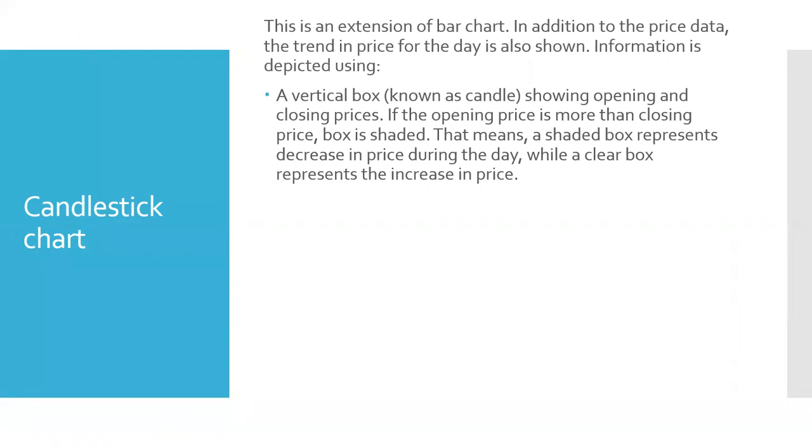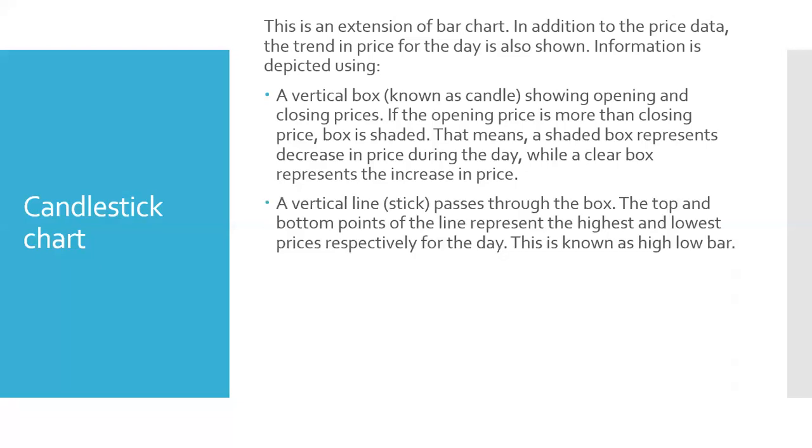This candle shows opening and closing prices on a particular day. If the opening price is more than the closing price, that means there is a decrease in price during the day, then the box is shaded. Otherwise, the box remains a clear box, right? So a shaded box represents a decrease in price during the day, while a clear box represents an increase in price during the day. From this vertical box, a vertical line passes. This vertical line is known as the stick. That's why the name of the chart is candlestick: a vertical box known as the candle, and a vertical line known as the stick.